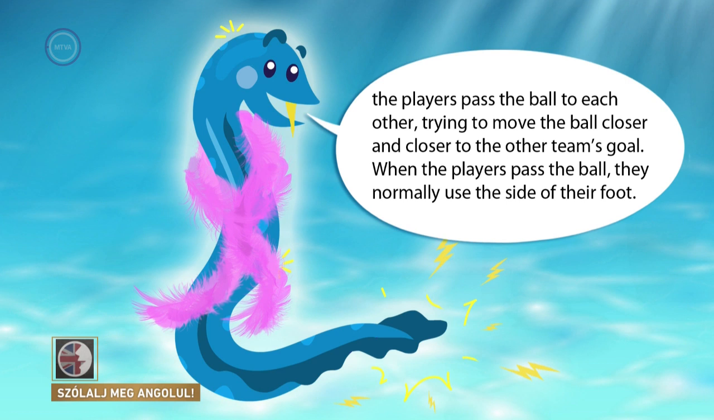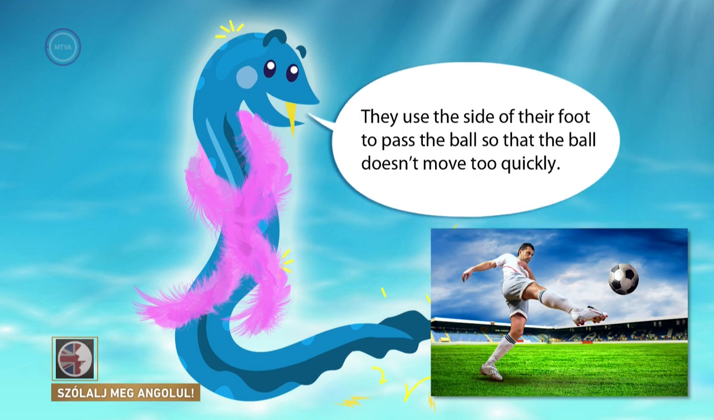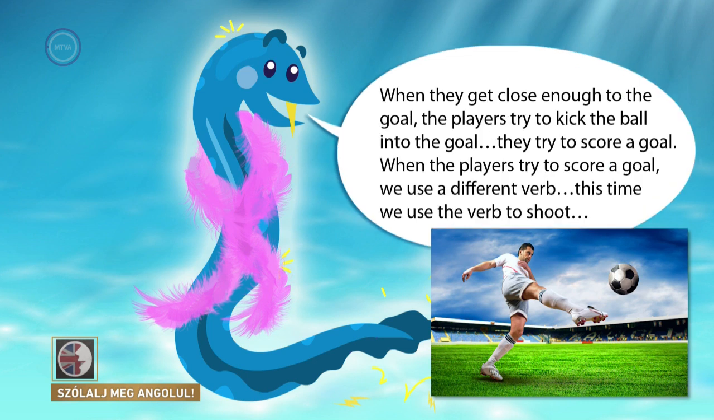The players pass the ball to each other, trying to move the ball closer and closer to the other team's goal. When the players pass the ball, they normally use the side of their foot. They use the side of their foot to pass the ball so that the ball doesn't move too quickly. When they get close enough to the goal, the players try to kick the ball into the goal. They try to score a goal.